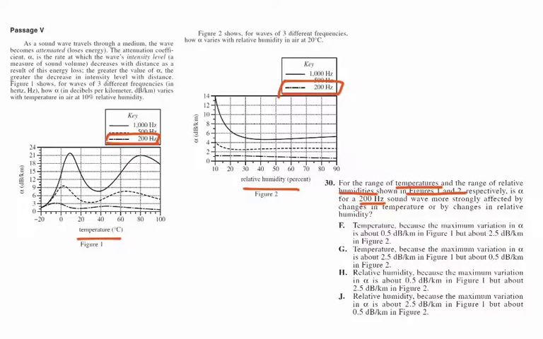So we're going to eliminate humidity. We just got to see which one is correct. But the maximum variation is about 0.5. Seems bigger than 0.5. The maximum variation is about 2.5. Yeah, that's the correct one. It goes from almost 0 to 3, so it's about 2.5. So our answer has to be G.